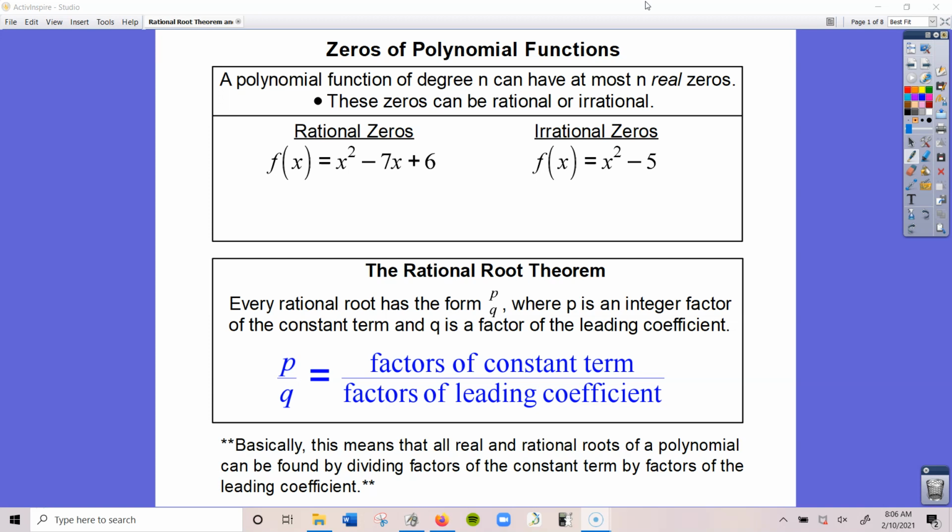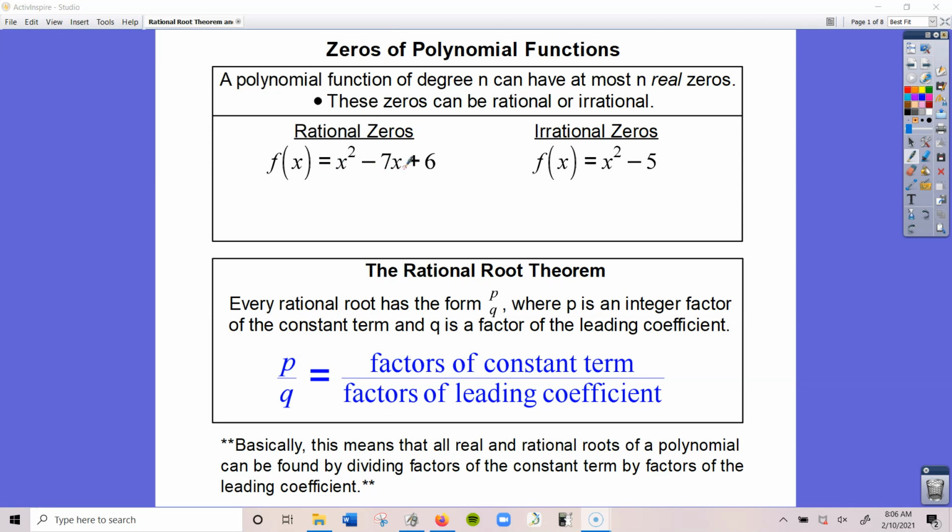Hello everyone. Today we're going to look at the rational root theorem, which is just a theorem that we use in order to determine all of the rational roots of a polynomial function. Now before that, we have to distinguish the difference between a rational root and an irrational root. Remember that roots are also called the zeros.